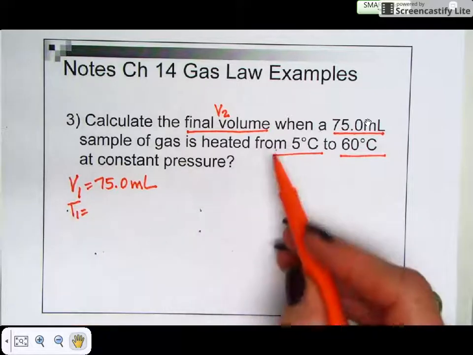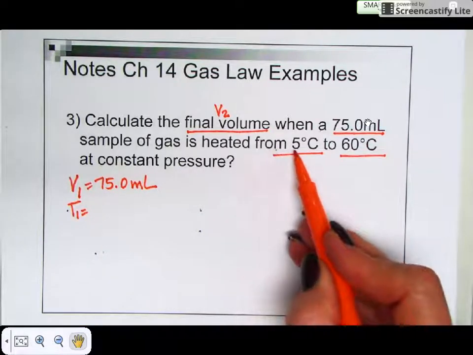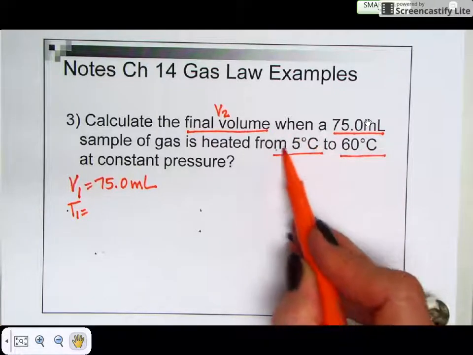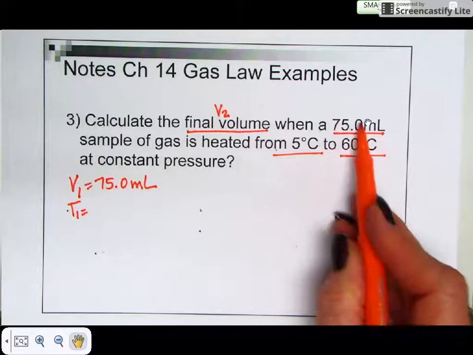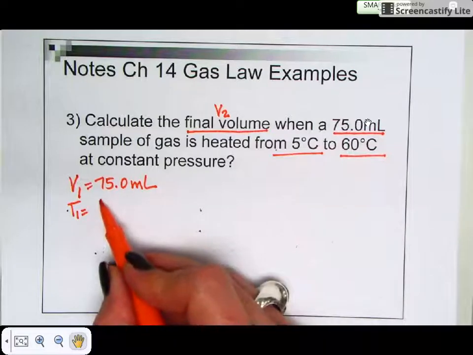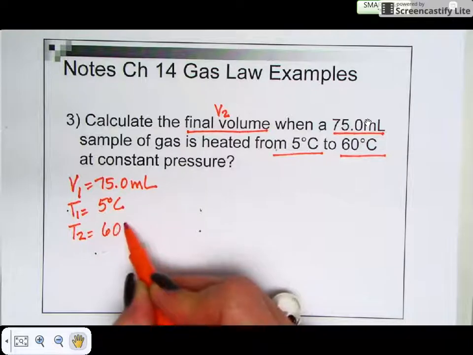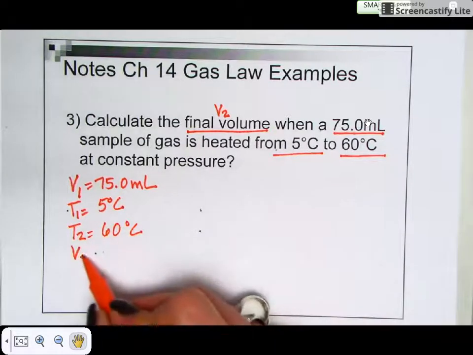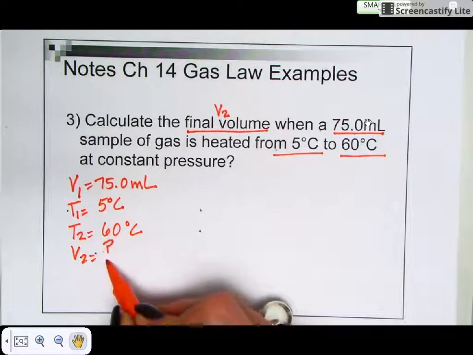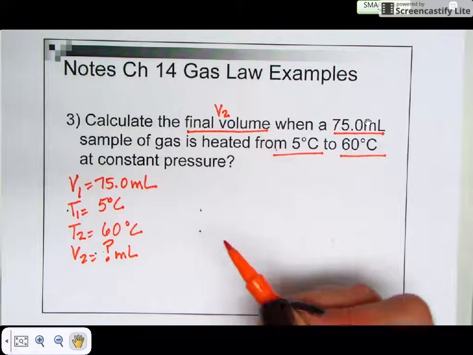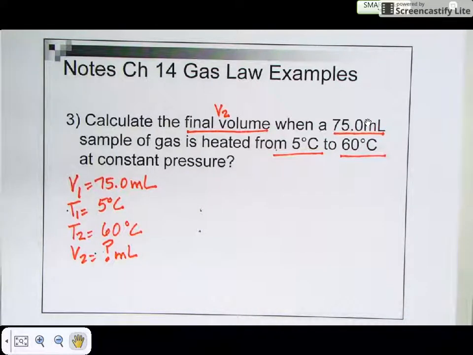T1. Notice it says it's heated from 5 degrees Celsius to 60 degrees Celsius. So this is our first temperature that corresponds to that first volume. So we're going to label T1 as 5 degrees Celsius and T2 as 60 degrees Celsius. And V2, again, is what we're looking for. There's my question mark, and it's going to be in milliliters since my V1 is in milliliters. Now, if you wanted to convert it to liters, that's totally okay, but just make sure your units agree.